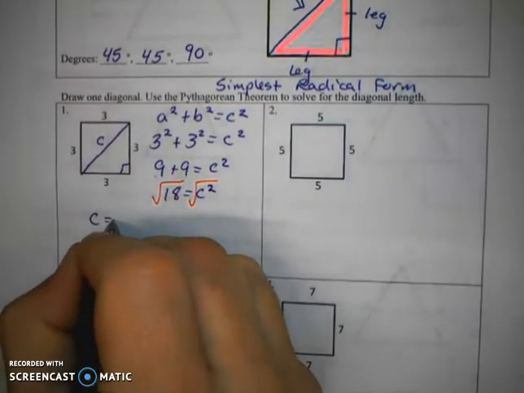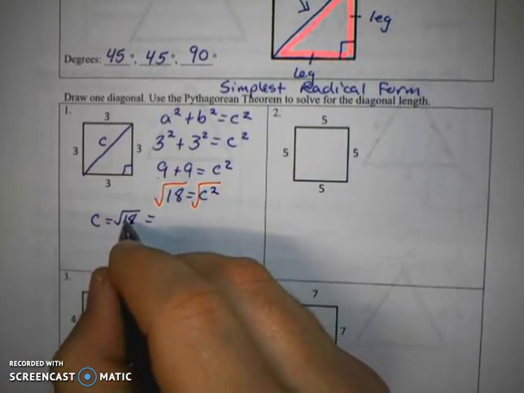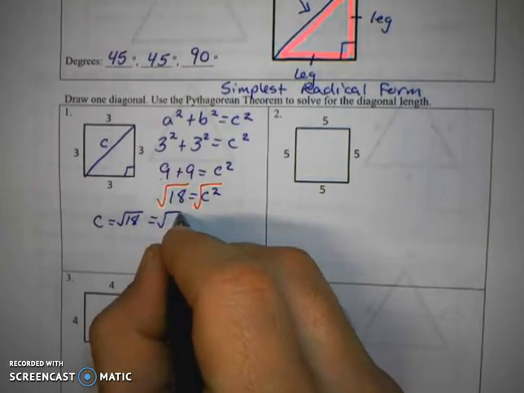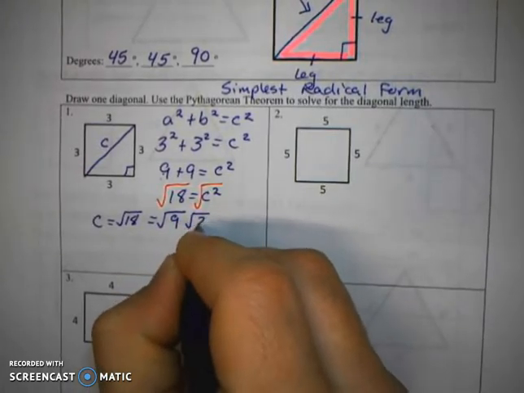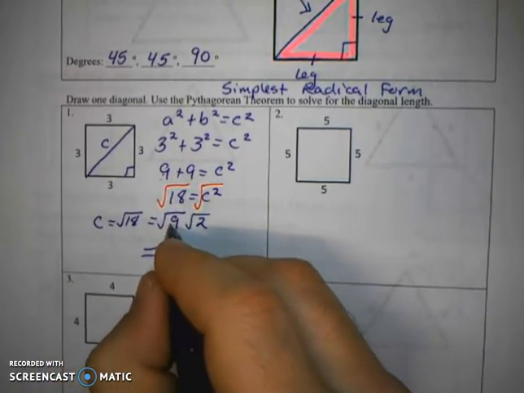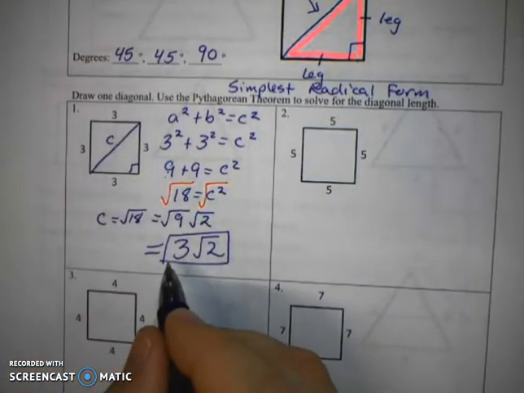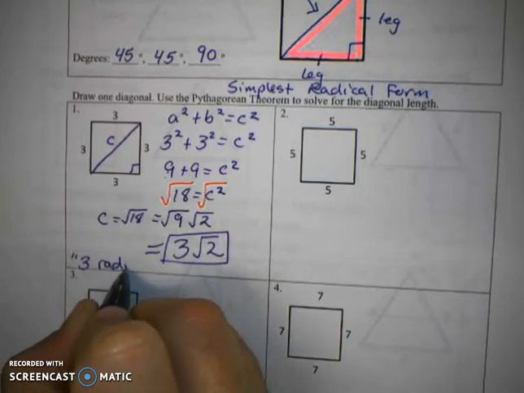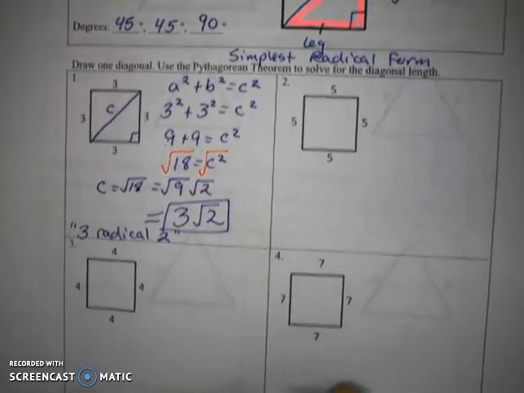To get that C is the square root of 18, but that is not simplest radical form. Remember that we need to make sure this number has no perfect square factors other than 1. Well, 18 can be divided by 9, which is a perfect square. And 18 divided by 9 is 2. So square root of 18 becomes square root of 9 times square root of 2. And the square root of 9 is 3. So the hypotenuse, or the diagonal of that square, is 3 times the square root of 2, or we could read that 3 radical 2. Okay? So I want you guys to try 2, 3, and 4.